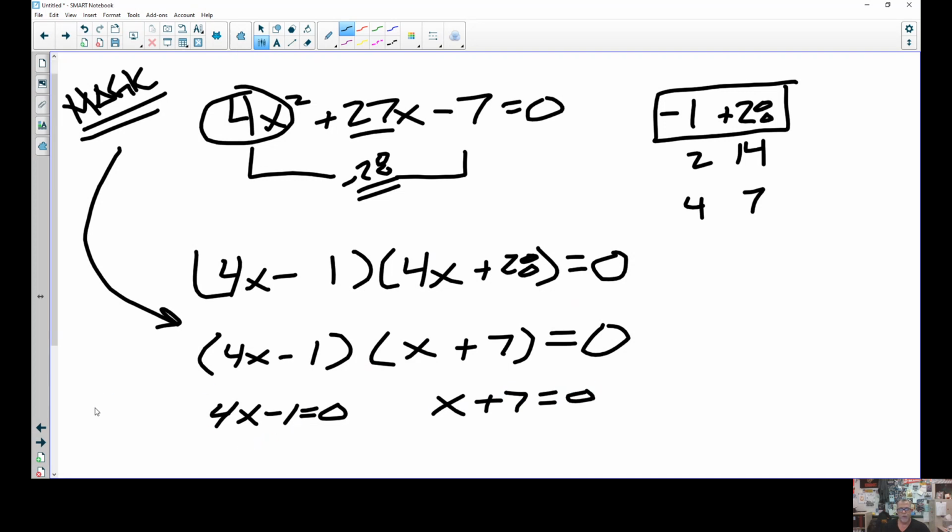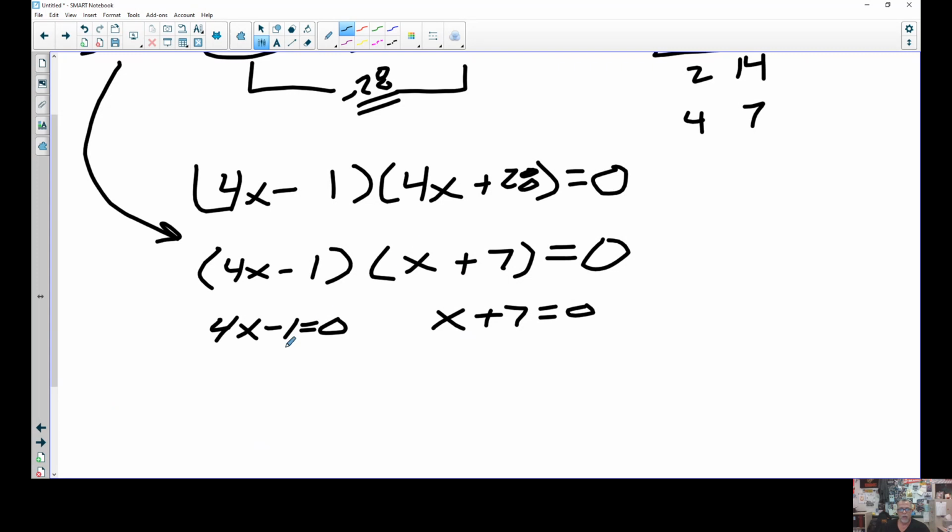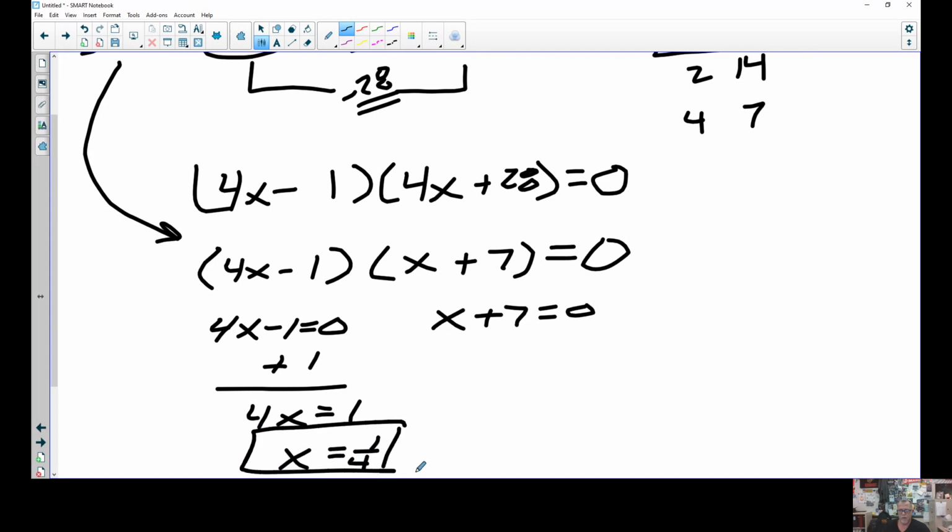So let's solve that. I look at this and I say, all right, I'm going to add 1. That'll give me 4x equals 1. Divide by 4, x equals 1/4. There's one of my solutions right there. Then I go over here, x equals negative 7. I got both my answers, and I'm done.